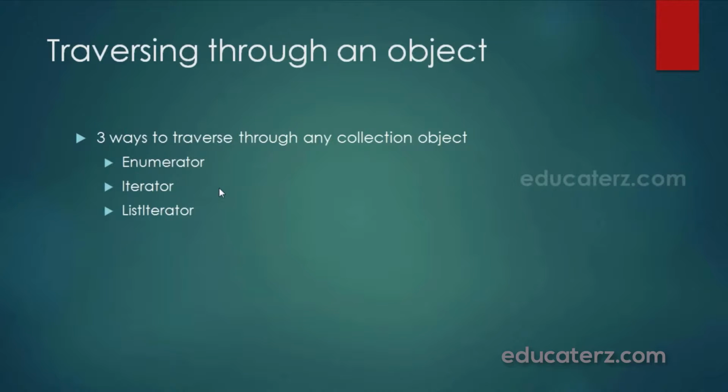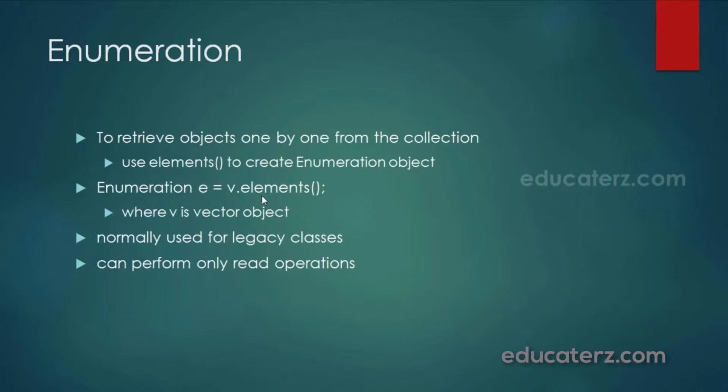Apart from the for each loop, we also have three other ways to traverse through any collection object, that is using Enumeration, Iterator, and ListIterator. So let's see what is Enumeration. It is basically used to retrieve objects one by one from the collection object. To retrieve an Enumeration object, we use the elements method on the collection object.